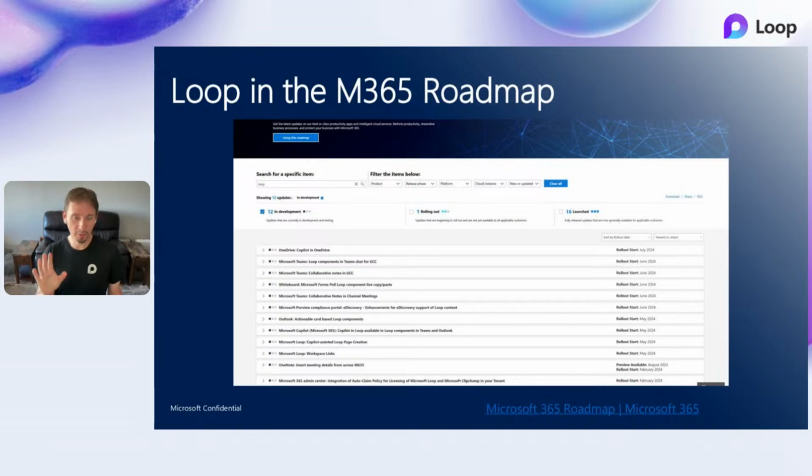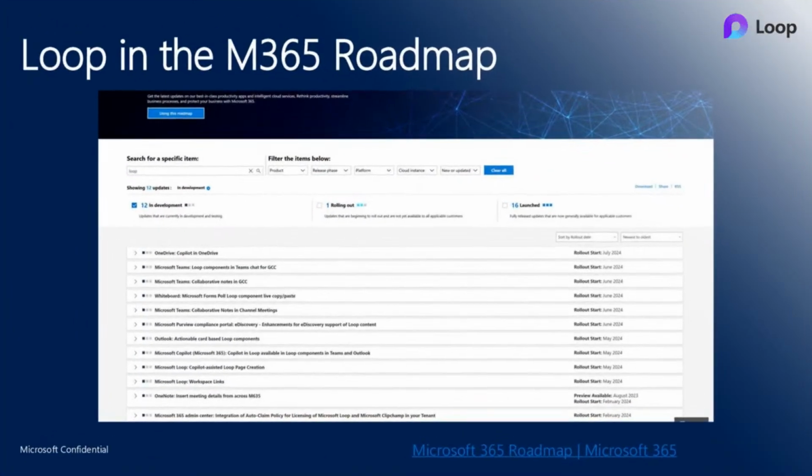So first thing to know is we're publishing more and more of our upcoming changes to the M365 public roadmap, which you can get to by just searching for Microsoft 365 public roadmap. Then up on the left there, you can see search for a specific item, loop. So just type loop in there. You'll find all the things that are coming up across the Microsoft ecosystem. So features that come up in Teams, things that come up in Outlook, if they come up in OneNote, you can see there's one on there for GCC environments.